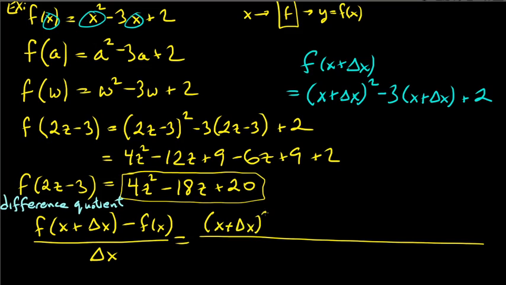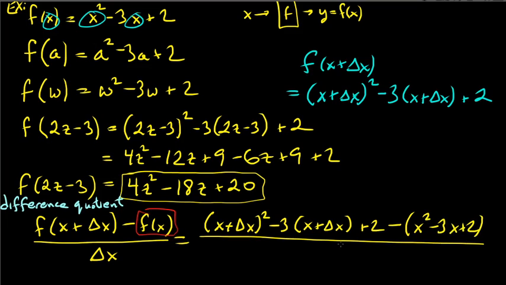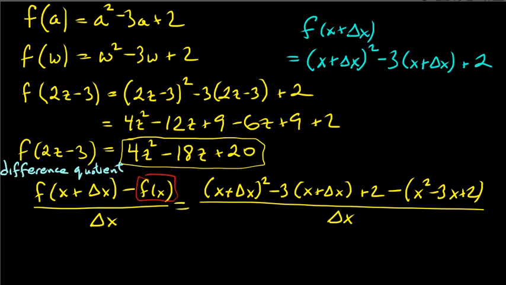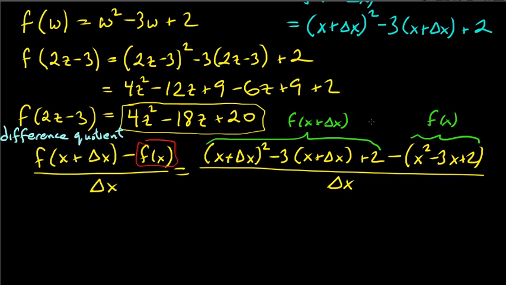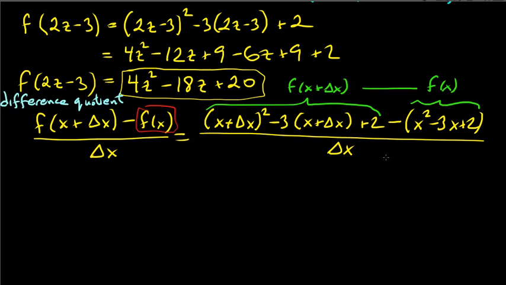It's just this. Plus 2, right? And then you still have to subtract the f of x. So f of x, of course, was just x squared minus 3x plus 2. And this is all divided by delta x. Okay, so just to make this clear, this here is f of x plus delta x, and this is just f of x, and you just subtract them, take the difference, right?